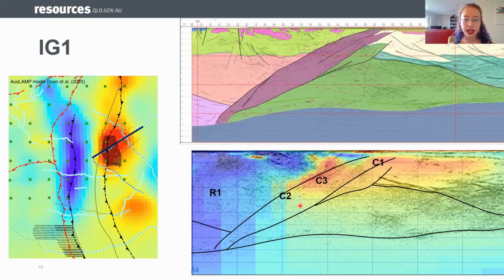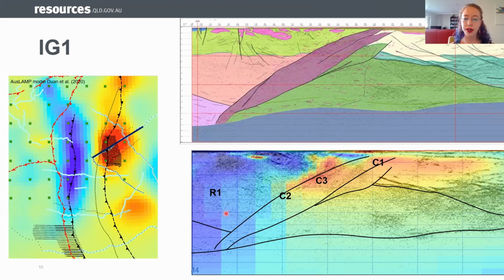So that's C1, and then looking at C2 and C3, they seem to be part of the same structure on this section. I promise you there's a bit of difference. So C3 is the most conductive part, and it's associated with quite strong reflectors in this deep crustal seismic. So it's possible that it's intimately associated with the Gidgee structure itself. And then C2 is generally a broader area of mid-crustal conductivity.